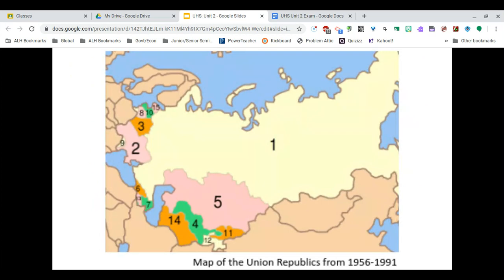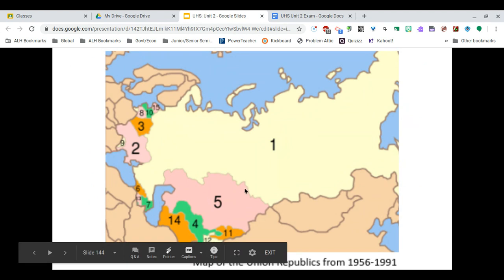So if you look at this map, I want you to make sure you remember that there are going to be 15 nations created when the Soviet Union collapses. Number one being Russia, which is the largest, but all of these other little tiny nations right in here are all going to be created as a result of the Soviet Union collapse.